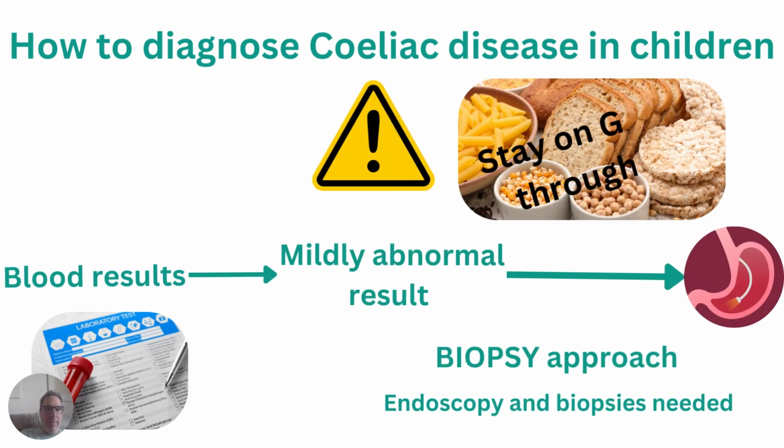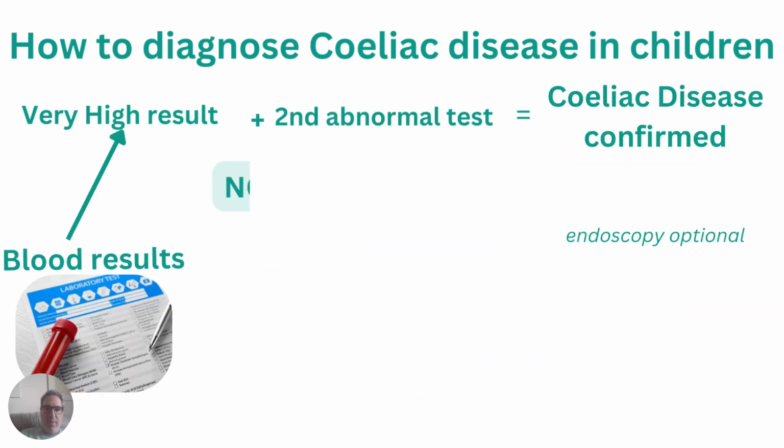If you get a mildly abnormal result with the celiac testing, then the recommended advice is to go on to have the gold standard test in that situation, which would be having an upper GI endoscopy and having a biopsy, the so-called biopsy approach. Again, staying on gluten.